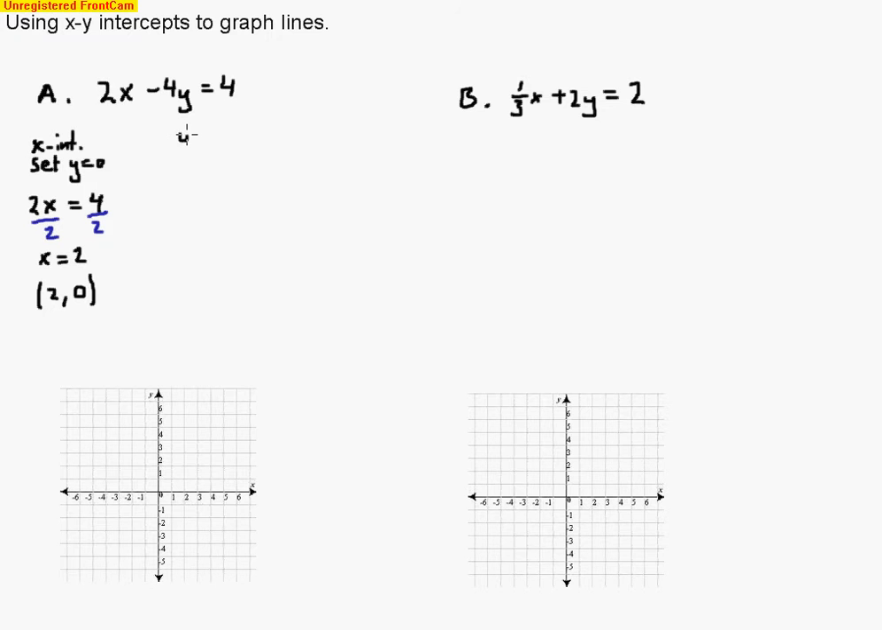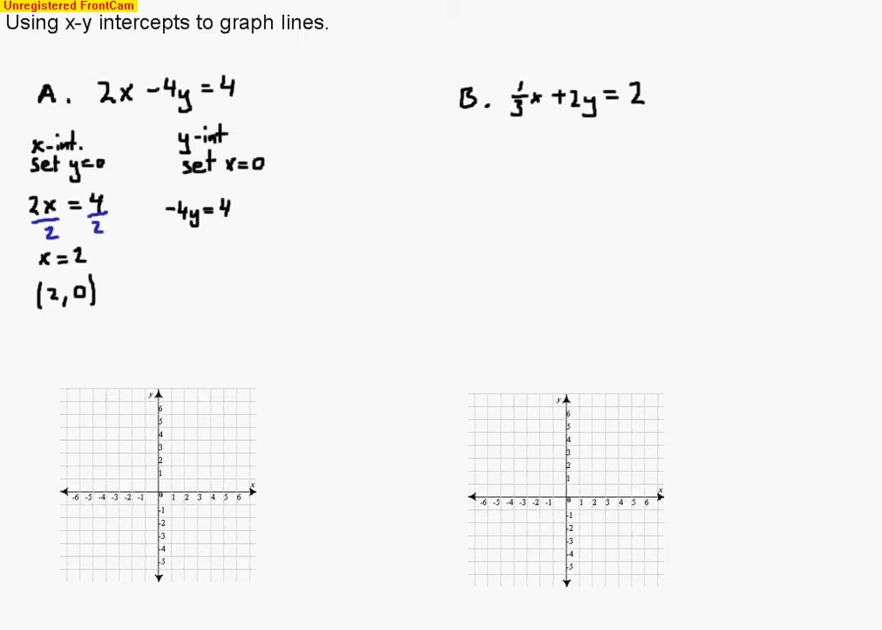So the y-intercept is where the line crosses the y-axis. So remember, when we do that, we're going to set x equal to 0. So when we're doing this one, we're going to take this term right here, and that's all we're going to have, because the x term is going to cancel out. 2 times 0 makes 0, so we're just left with this, negative 4y equals 4. And so that's what we'll write down, negative 4y equals 4.